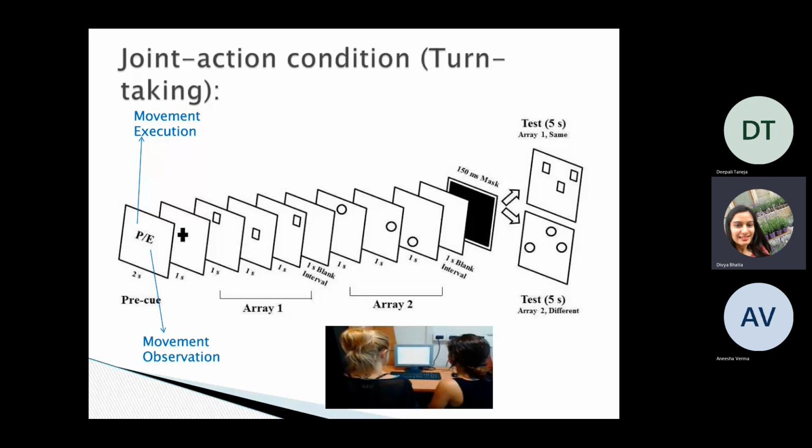This is 50-50%, random alternation. In 50% of the trials, the participant executes the movements. In 50% of the trials, the participant does not execute but observes the movement. Cool. And this is how the task setting looks like. There are two people sitting in front of a monitor and doing the task. Okay, let's see what the results look like.